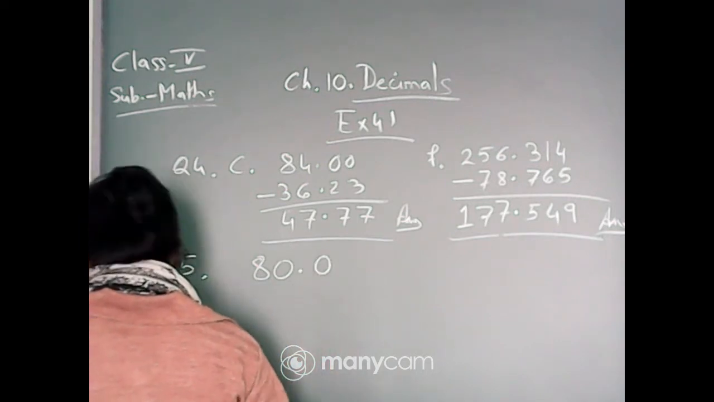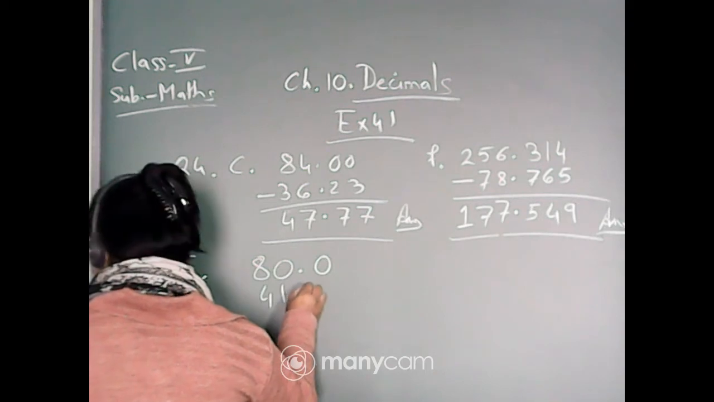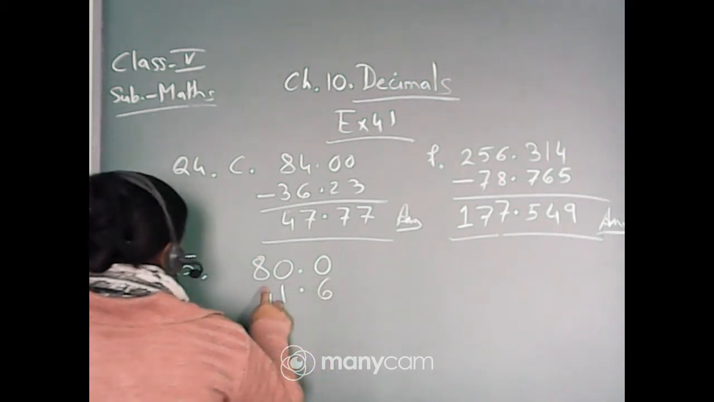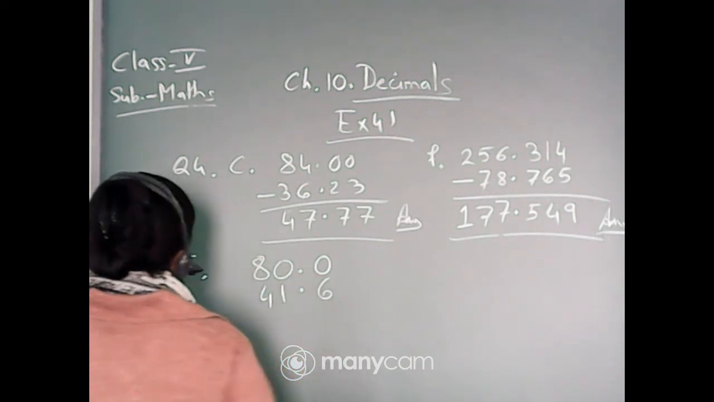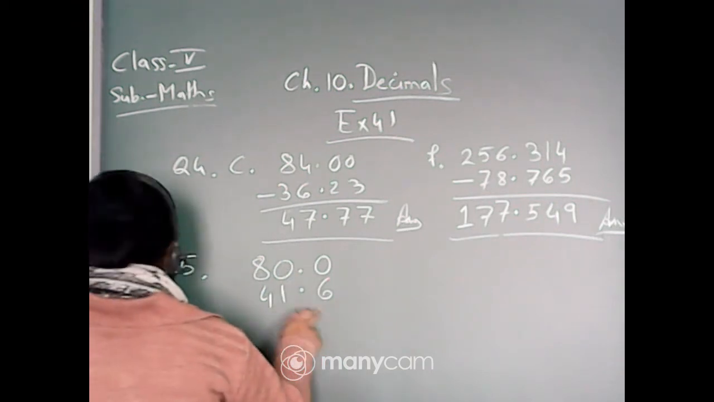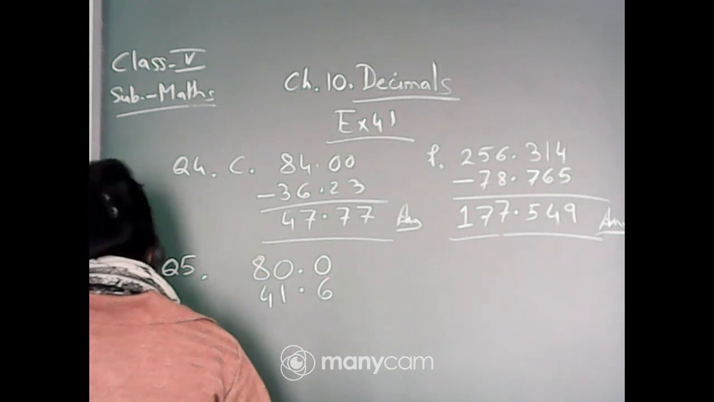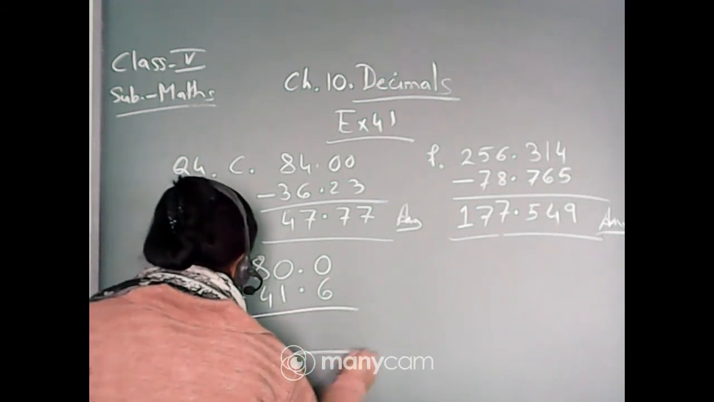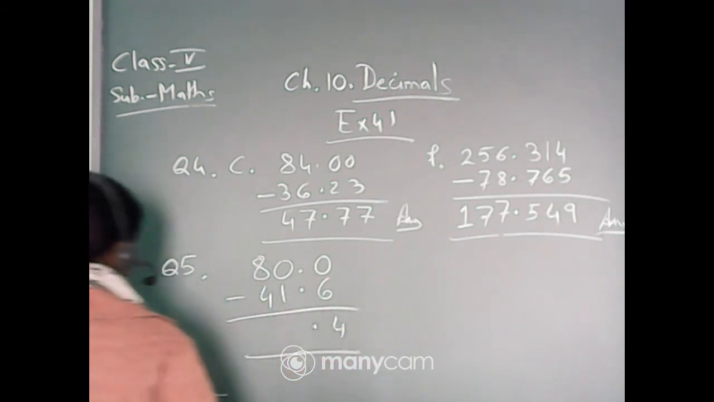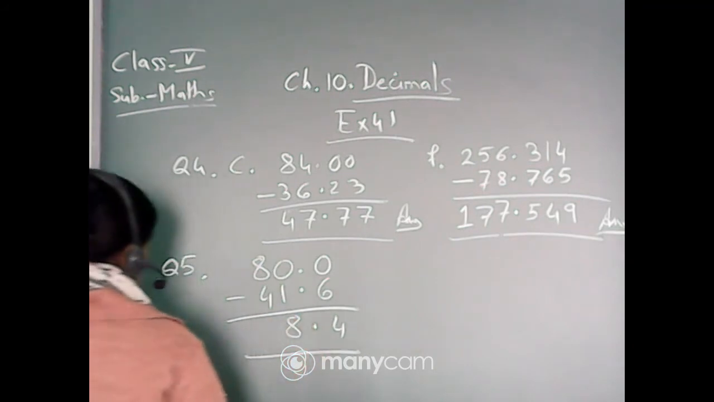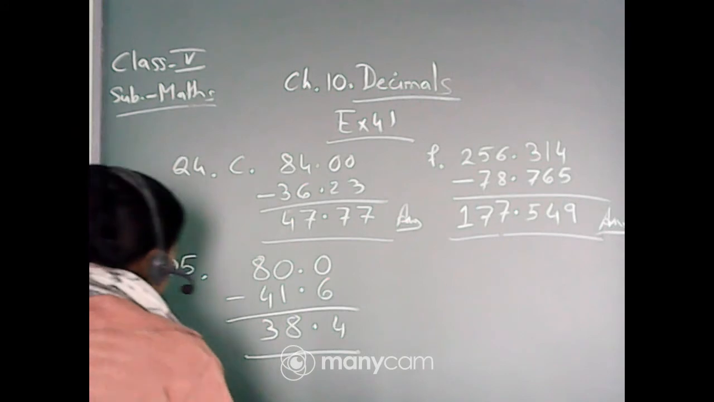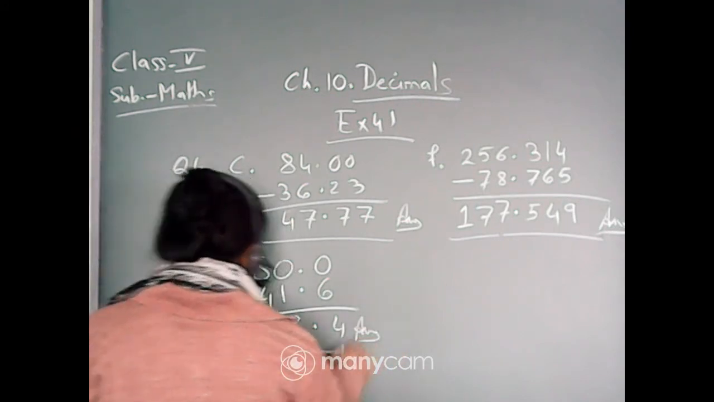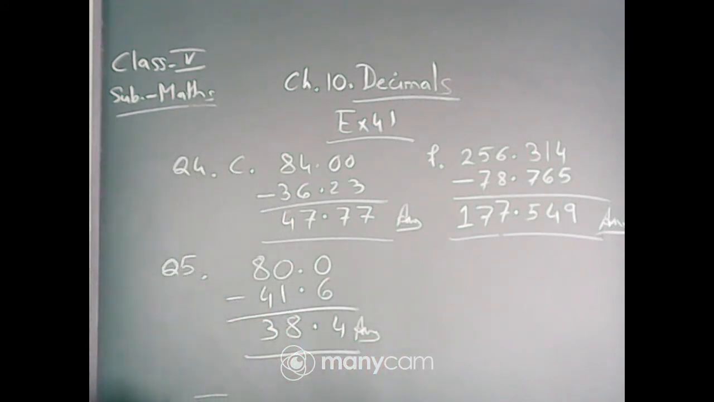We are doing it in like fractions. And 41.6. Since only 80 is given and after the point nothing is given, I am adding a 0. And here it is 41.6 given. So subtract it. This will be 4, 8 and 3. That is 38.4. Okay. This is 38.4.